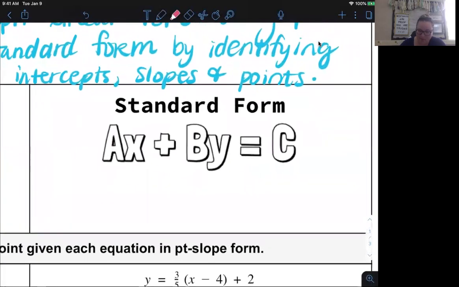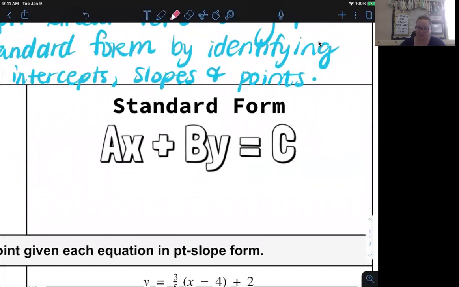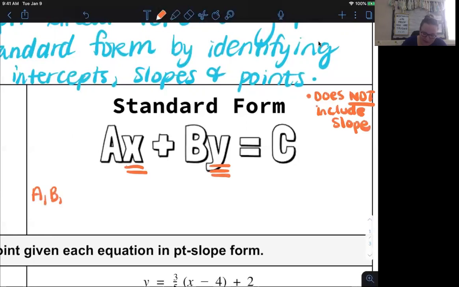So standard form looks like ax plus by equals c. You might notice that this form does not include m. It does not include the slope. Instead, this form includes x and y, and then a, b, and c are integers. They have to be integers. A, b, and c cannot be a fraction or a decimal. They have to be integers in standard form.